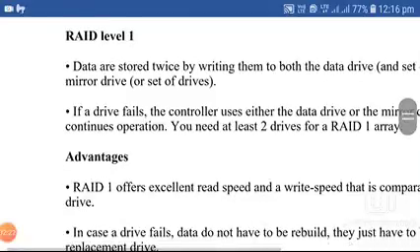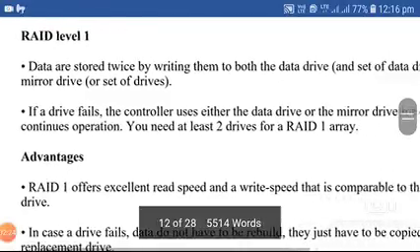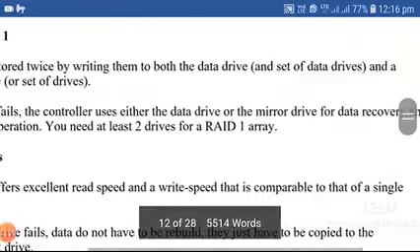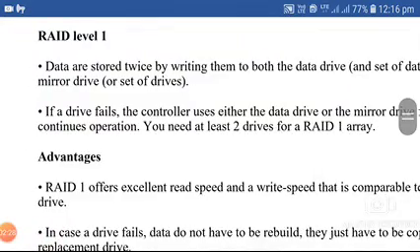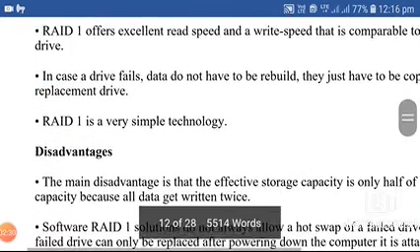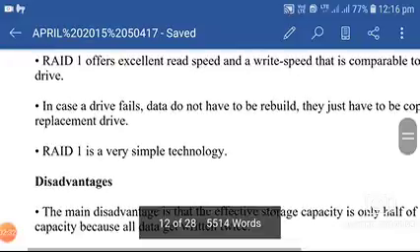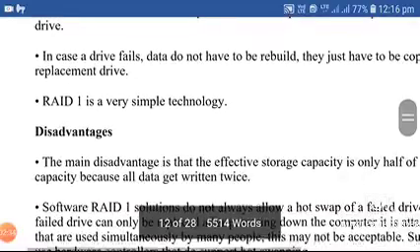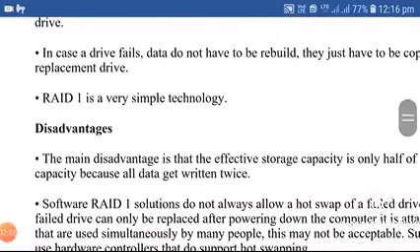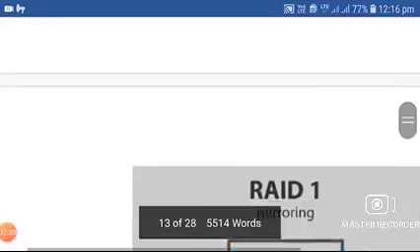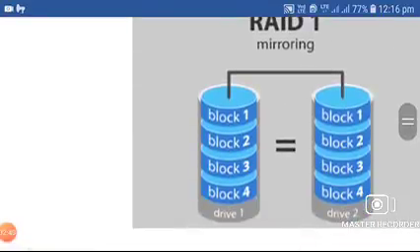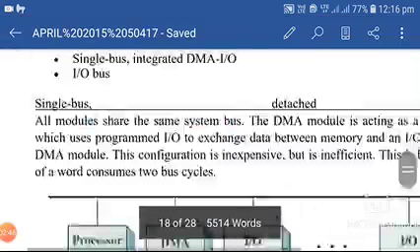Next, RAID level 1. Data are stored twice by writing them to both the data drive and a mirror drive. Advantages: RAID 1 offers excellent read speed and write speed. RAID 1 is a very simple technology. The diagrammatic representation of RAID 1 you can see in the diagram below.